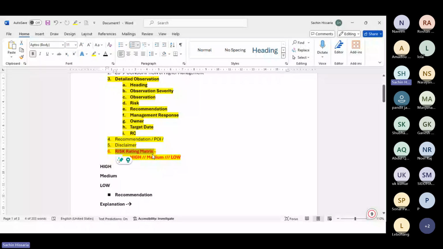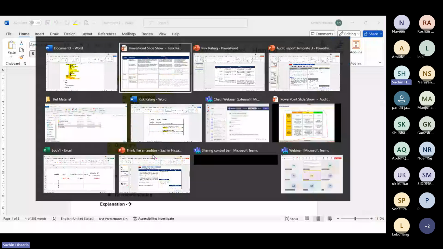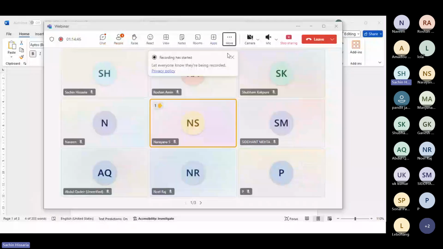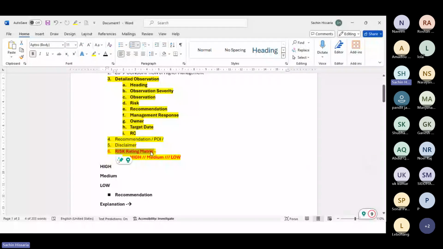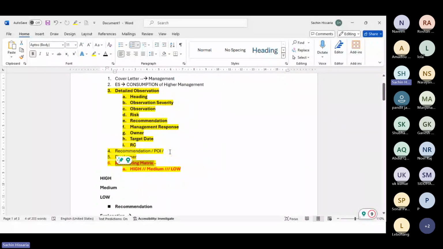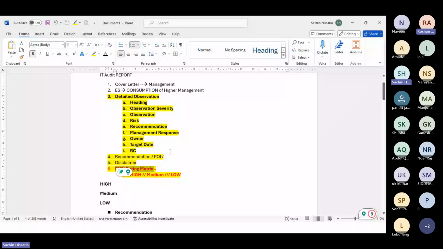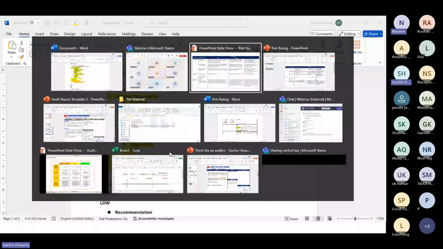Is it clear how to rate the audit observation? Because a lot of people have asked me this as well. Is this clear, how to rate the observations based on your audit risk rating matrix? I would be sharing all three risk rating matrices with you. Okay, clear? Can you give me a quick confirmation, please? Clear? Perfect.